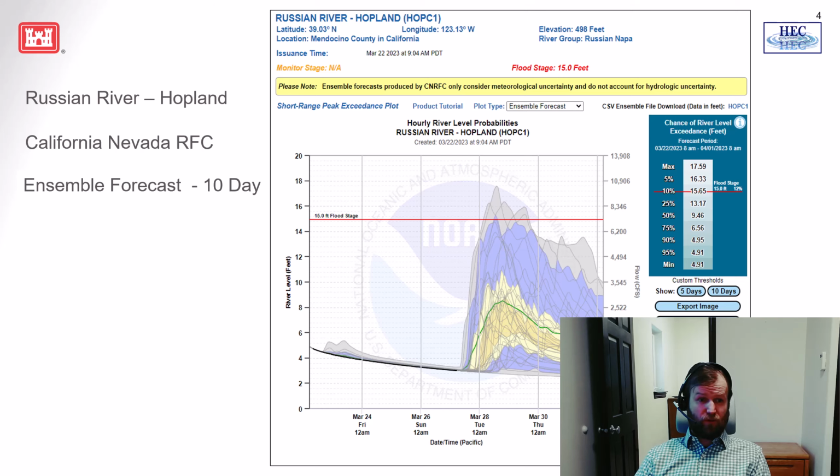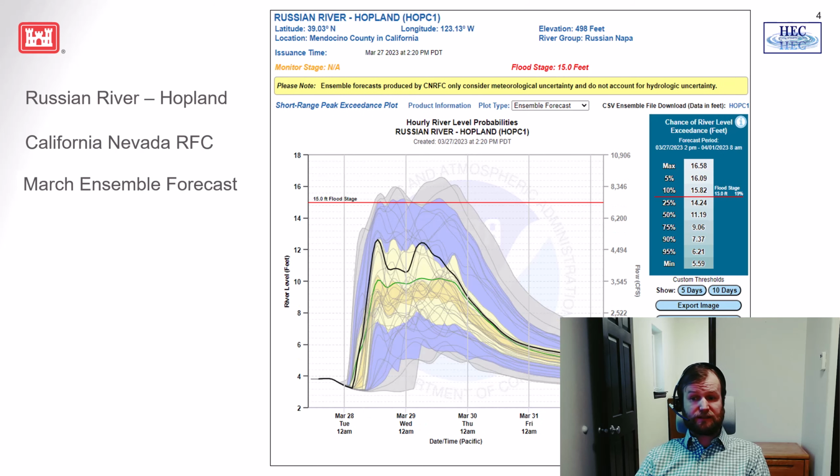Next, let's go forward a little bit in time, closer to the event. And now that the atmospheric river event, the forecasted event, is only 5 days out, the mean of the ensembles increased. That's shown in the green line, and this is signifying a higher likelihood of increased river stages.